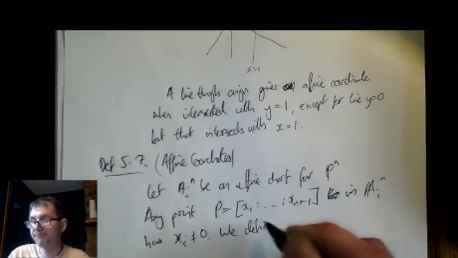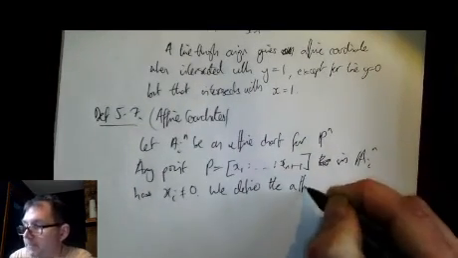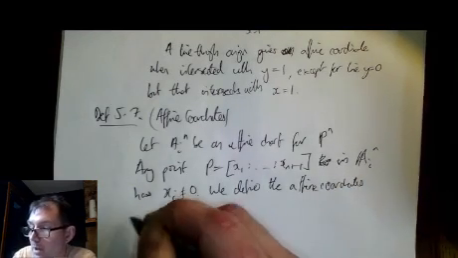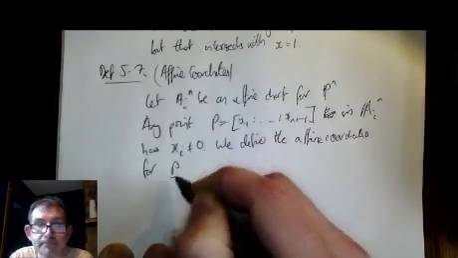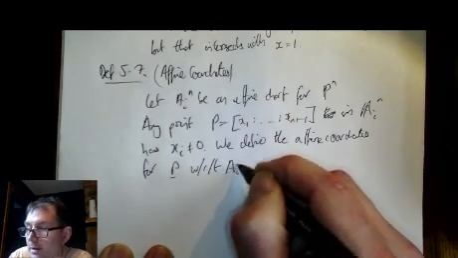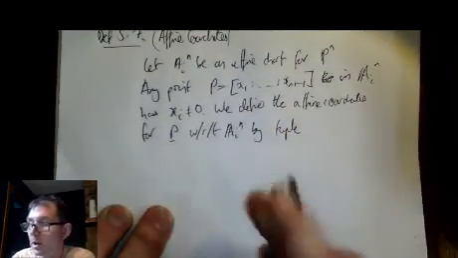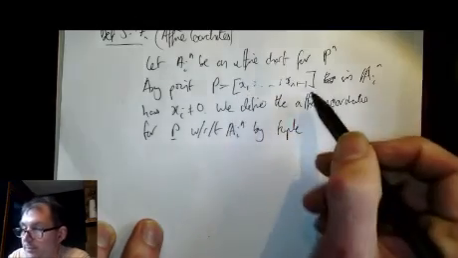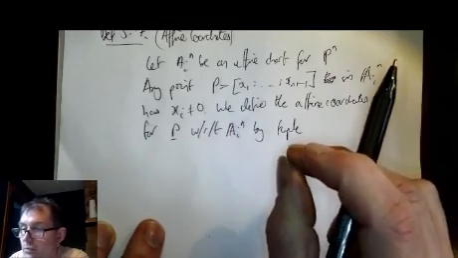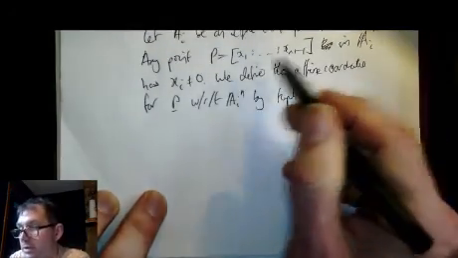We define the affine coordinates for the point P with respect to A^n_i by the tuple, where you divide through by xi here, and then because you've then set xi equal to 1, we can remove that coordinate because it's just fixed, and just give that tuple.